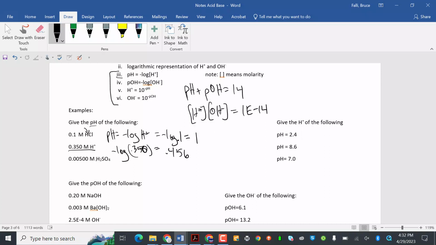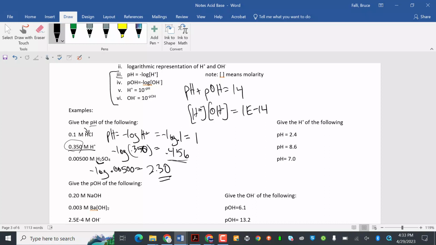0.005 molar H2SO4. It's a strong acid again, but it's got 2 H's. Do I double it? Not for acids. So all I do is negative log of 0.005, enter, and I get 2.30. We don't need to worry about sig figs on this, okay? The real reasoning for sig figs is that if you log something, the number of digits you round to equals the number of decimal places when you log it, but we don't care.